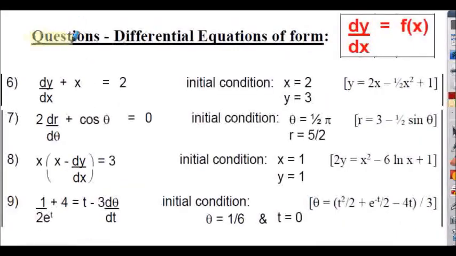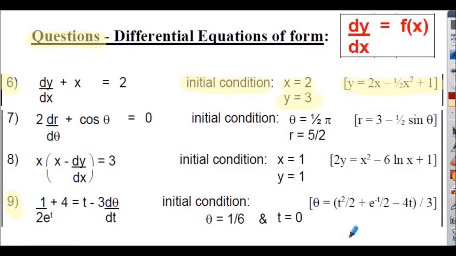And questions continued, question 6 through to question 9. These all result in particular solutions because each question has been given an initial condition. Answers are shown on the right hand side in the square brackets, but they contain no constant of integration. Just note, question 7 uses the variables theta and r, and question 9 uses the variables t and theta. You will need to provide your own solutions to these questions, as there are no worked solutions within the presentation.